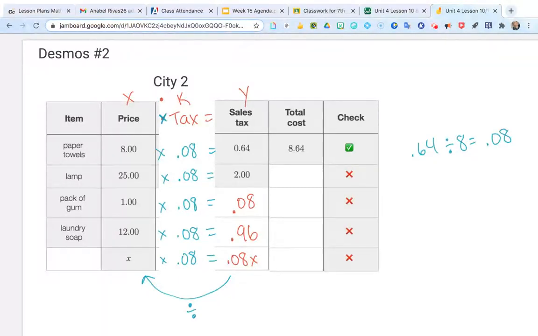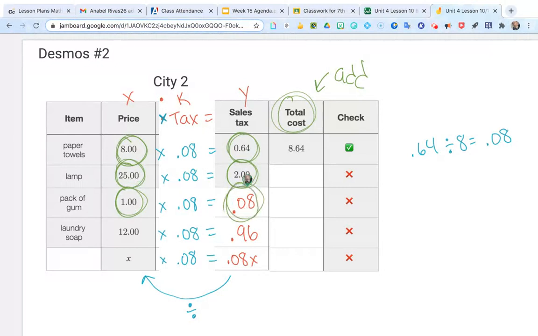And then to find my total cost, I just add my price and my sales tax. So for the total, I'm adding. So they did the first one for you. So $8 plus 0.64 is 8.64. $25 plus $2 is $27.